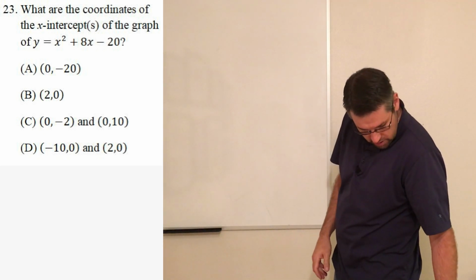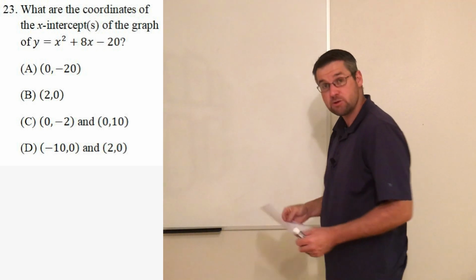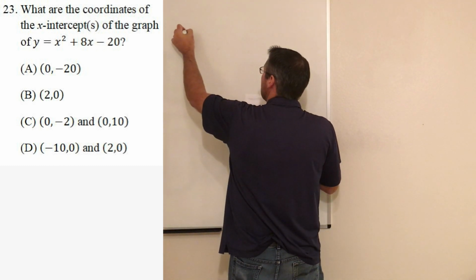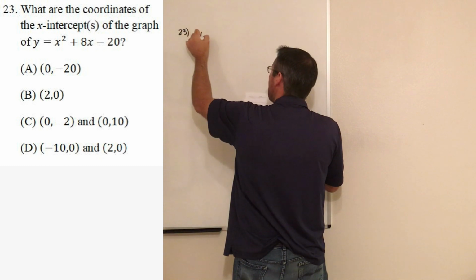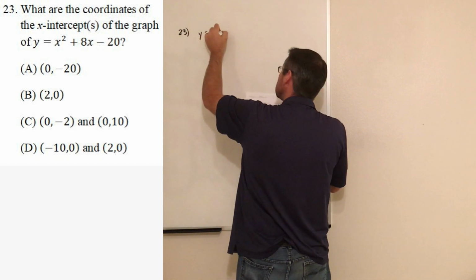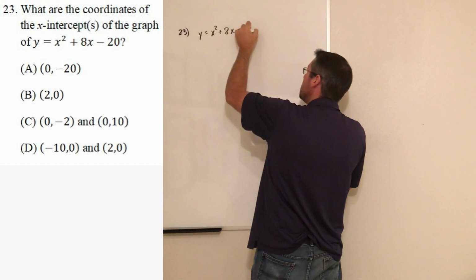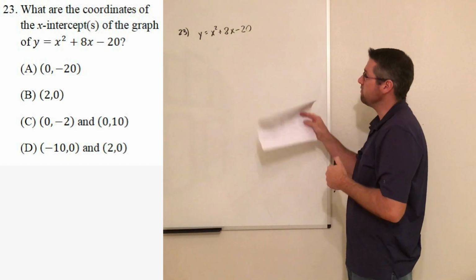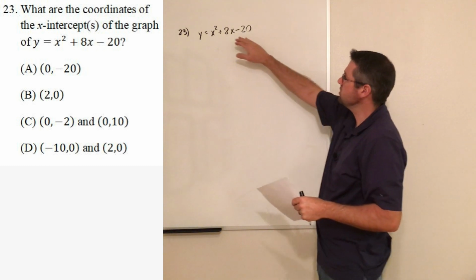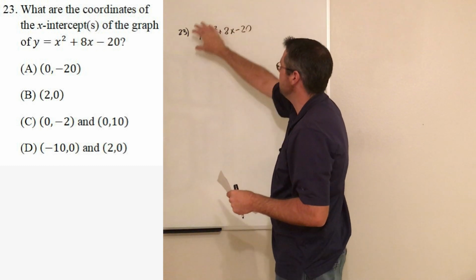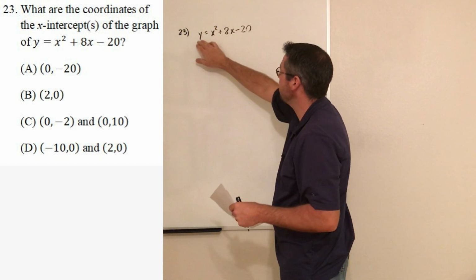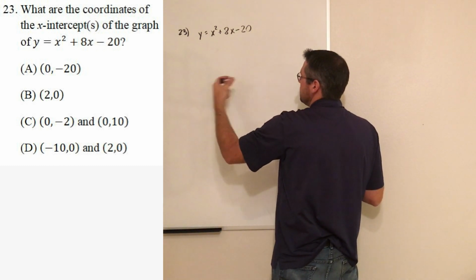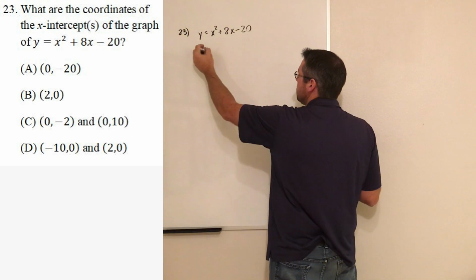For number 23, it says, what are the coordinates of the x-intercept? Now, we've done this plenty of times here. What are the coordinates of the x-intercepts for y equals x squared plus 8x minus 20? And so remember, x-intercepts are an application to solving equations. We can't actually solve and know what x is in this function because we have a y value there, so there is no specific x value. So now we need to interpret what it's asking us.